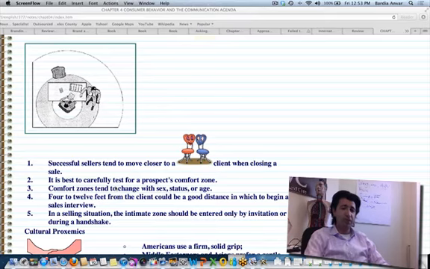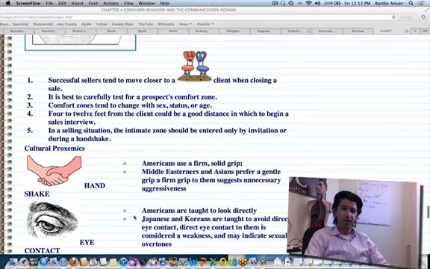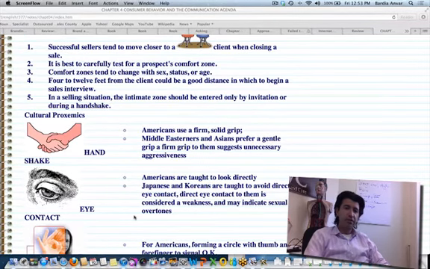Four to twelve feet from the client would be a good distance in which to begin a sales interview. In a selling situation, the intimate zone should be entered only by invitation or during a handshake. Americans use a firm, solid grip. Middle Easterners and Asians prefer a gentle grip. A firm grip to them suggests unnecessary aggressiveness.